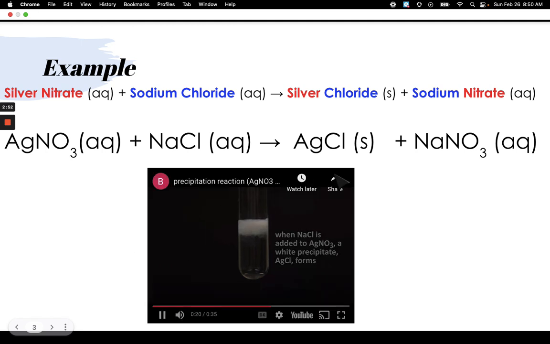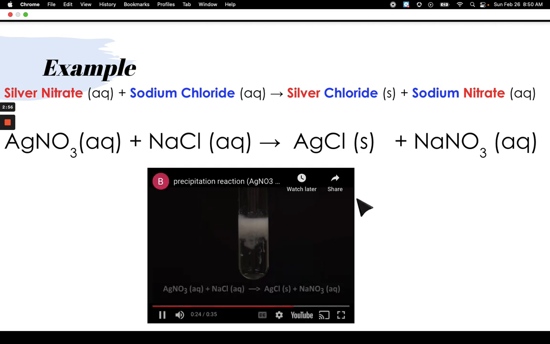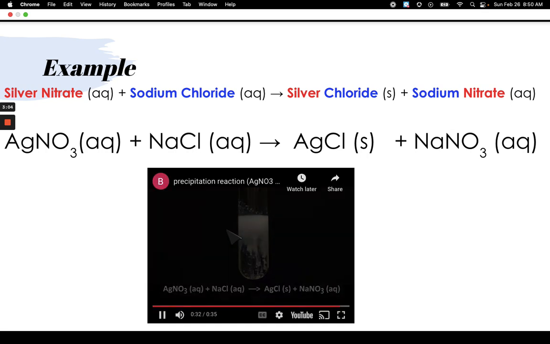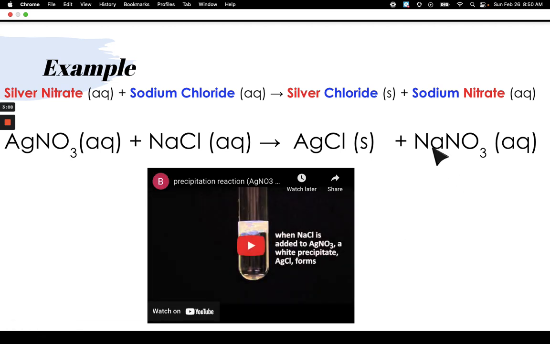This white milky solid that is the silver chloride is forming. And you can see it's precipitating down, it's falling down to the bottom. And you're going to get this white solid that eventually you'll be able to filter out. And the leftover, the sodium nitrate, is just still dissolved in the solution. So we're going to work a lot on predicting products and deciding which is the precipitate in this lesson.